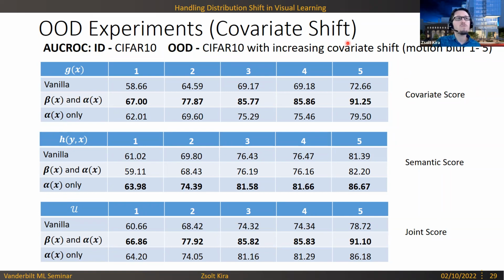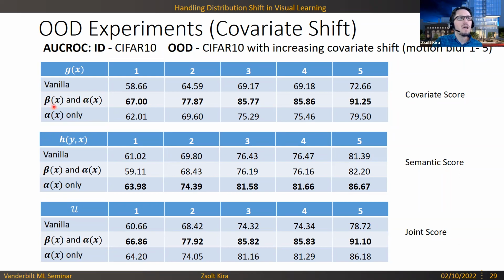So in this case, we should expect that the covariate scoring function should do better. And indeed, that's what we see. Here we compare vanilla, our beta and alpha methods where we learn both, or our alpha where we only learn alpha. And again, you can have different variants of learning different parts of the decomposition.